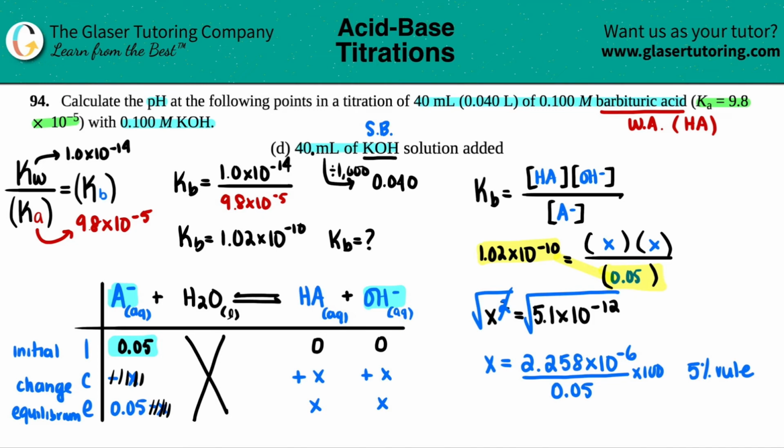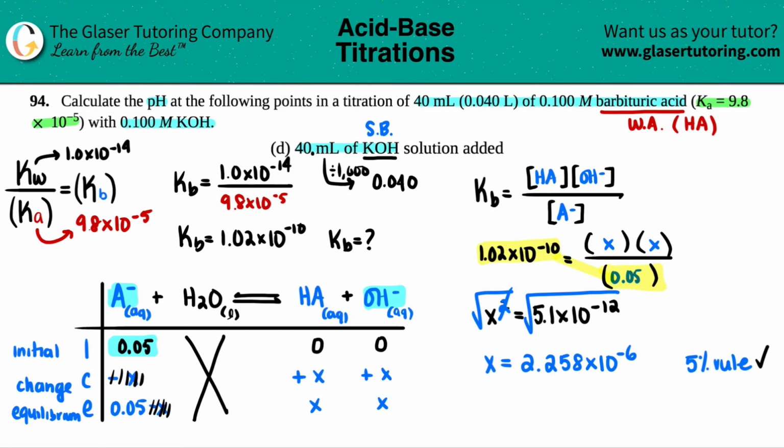2.258 times 10 to the negative 6 divided by 0.05 times 100. Ooh, it's not even a percent. It's 0.004516%. So I'm just going to give that a check. We passed the 5% rule, and I'm just going to get rid of this math. And now we know that this x value is all cool.